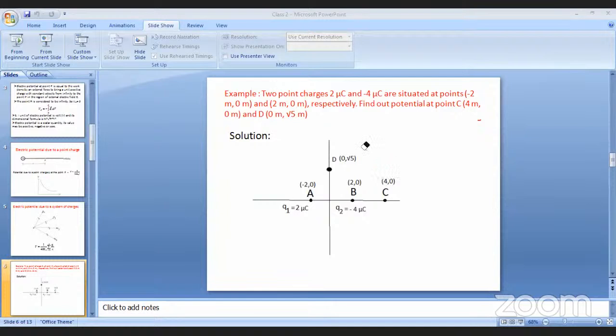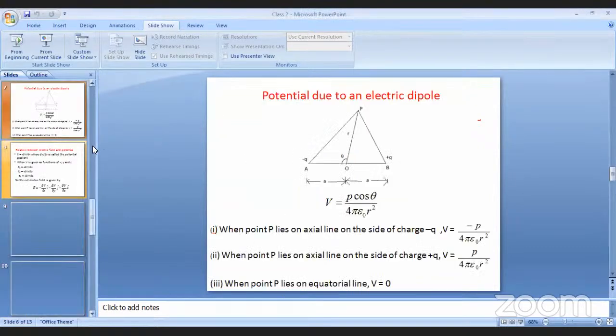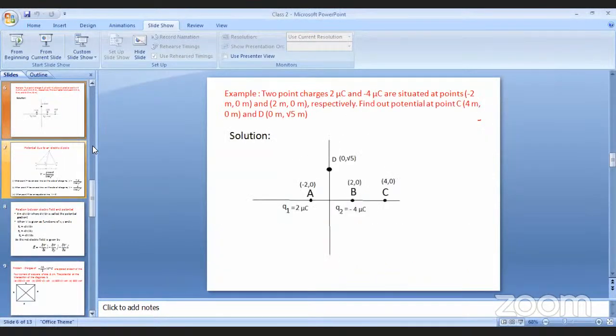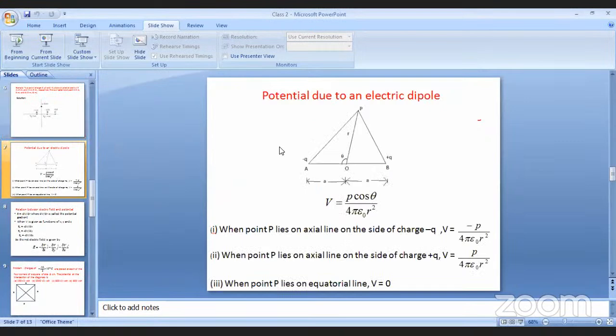Right. Now we are moving on to the next thing. Potential due to an electric dipole. Potential due to an electric dipole. So here you have a dipole. This is minus q and this is plus q.